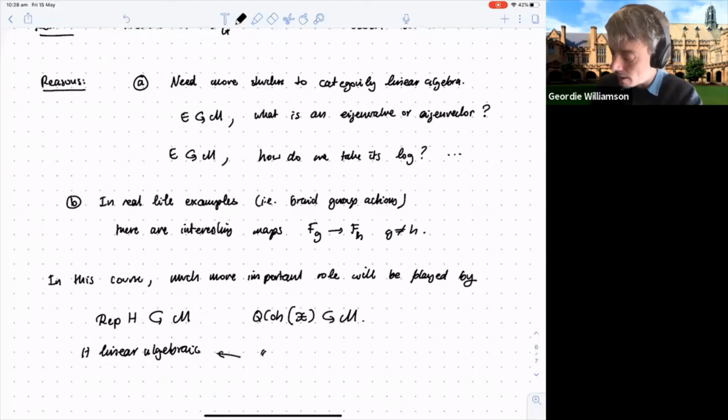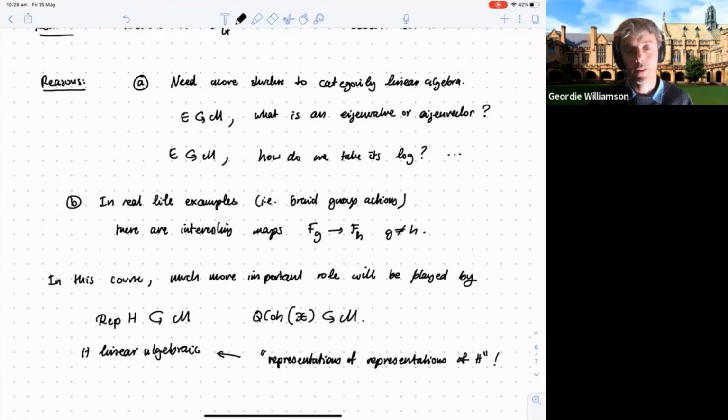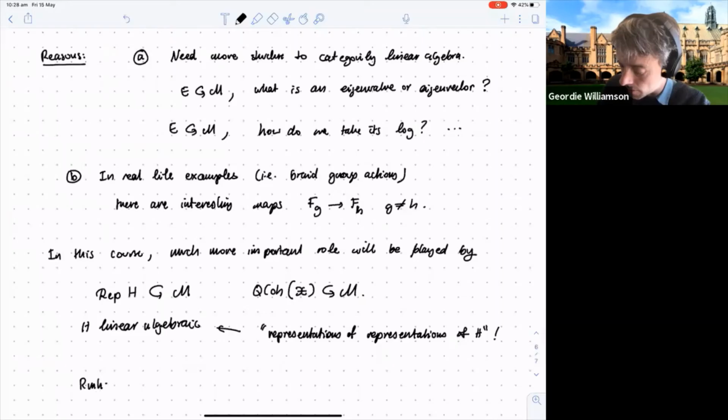So now, for the rest of this lecture, I just want to give a kind of combinatorial take on this. There's a nice slogan here. Here we're studying representations of representations of H. So we're studying how the representations of H act on a category. And just the kind of remark on Massoud's question.